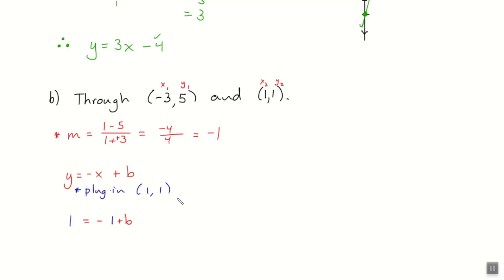Can we solve it for b? How? Okay, I'll add 1 to both sides of the equal sign. And I get 2 is equal to b. Cool. So now, notice we have m, we have b. Is that everything that I need? Yeah, I think so. Therefore, what is the equation of this line? y equals negative x plus 2.